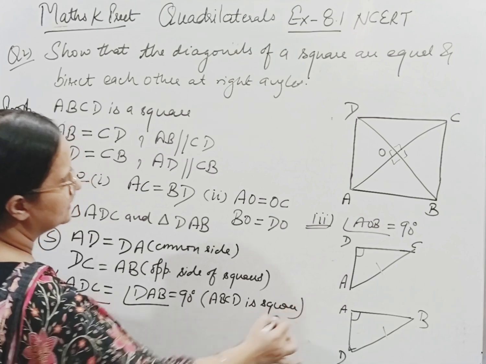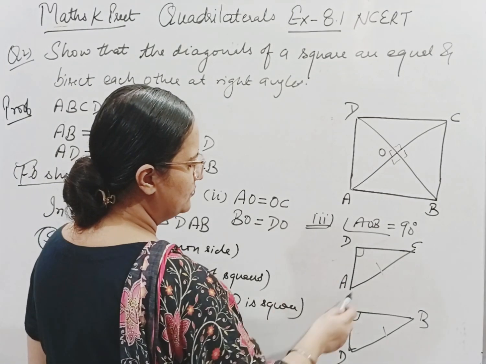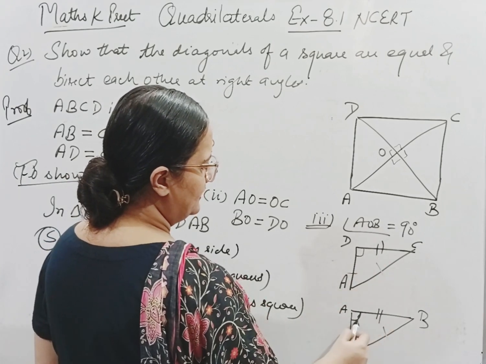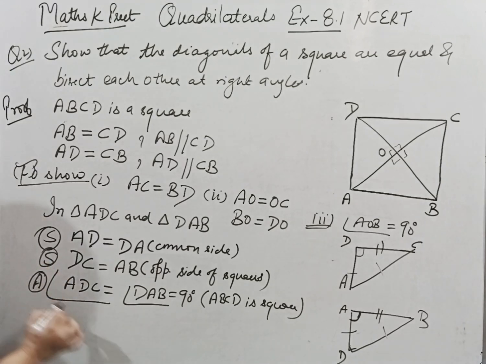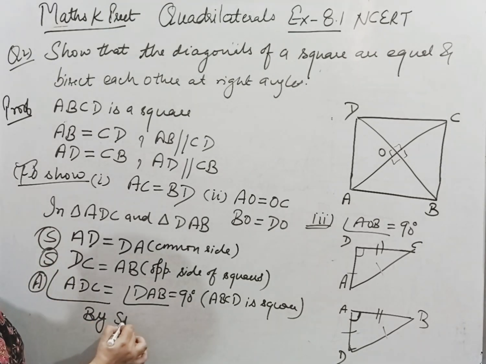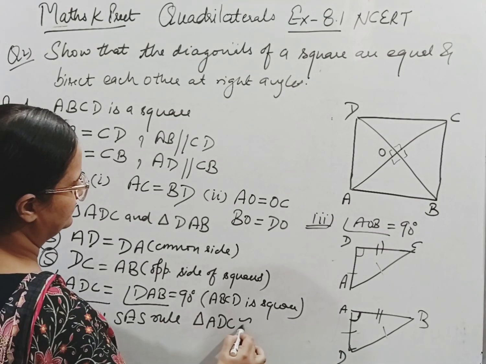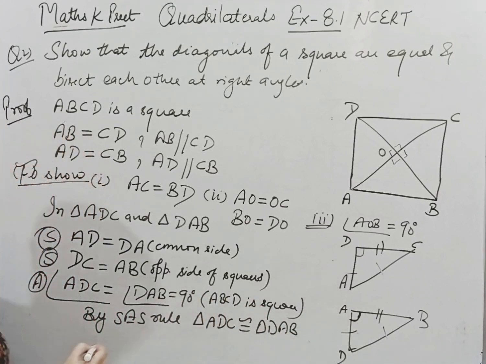This is the reason. Now in these two triangles, I have proved this side is equal to this side, and the included angle. Therefore, this was also a side, this is an angle. Therefore, by side angle side. Why? Because the angle is included. By this rule, these two triangles are what? Congruent now. These two triangles are congruent.